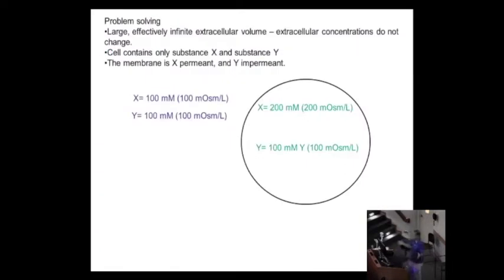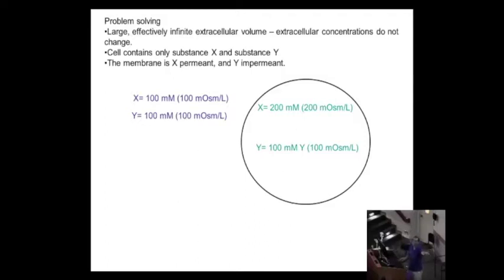So I have a cell, and I drop it into a beaker. X is permeant to the membrane, Y is impermeant, okay? So I have 200 millimolar of X inside the cell and 100 of Y inside the cell, and I have 100 of each outside the cell. So first of all, if I talk about the solution outside this hypothetical cell relative to the solution inside, is it hyperosmotic, isoosmotic, or hypoosmotic?